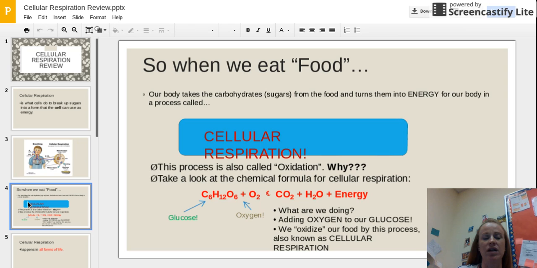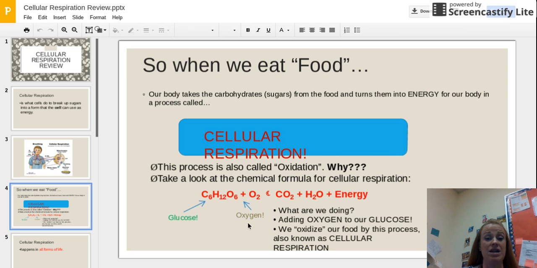In other words, our body takes in sugars from the food that we eat and turns it into energy that we can use. That is what cellular respiration is: turning the sugar into something we can use. This process is also called oxidation, just in case you see that, and the reason is because they're adding oxygen to the glucose.